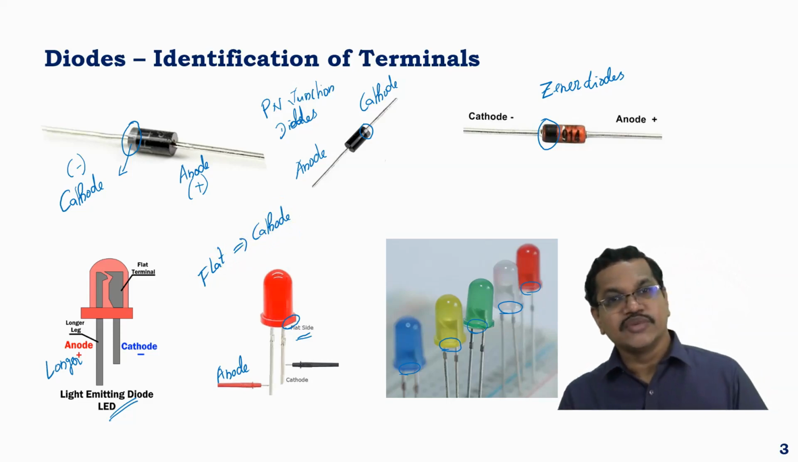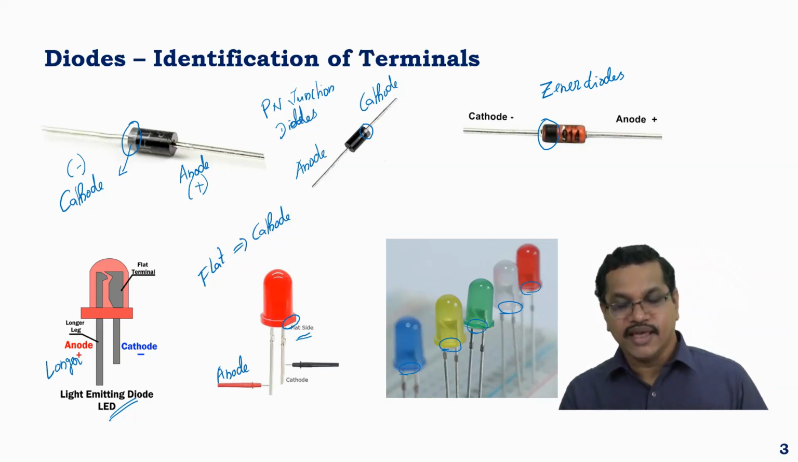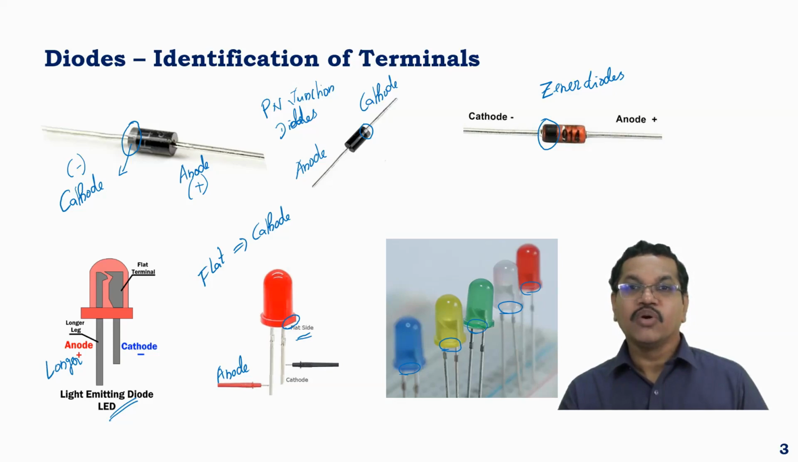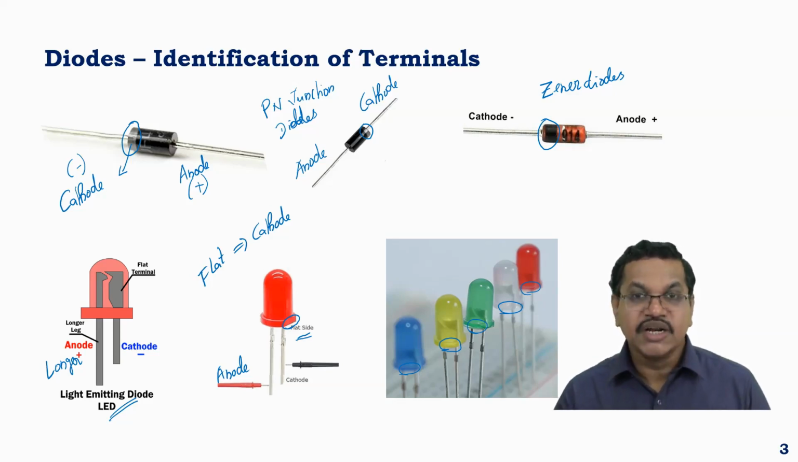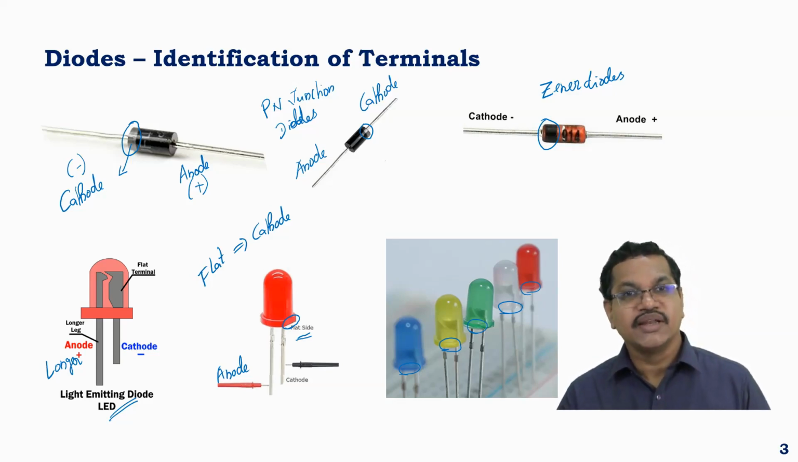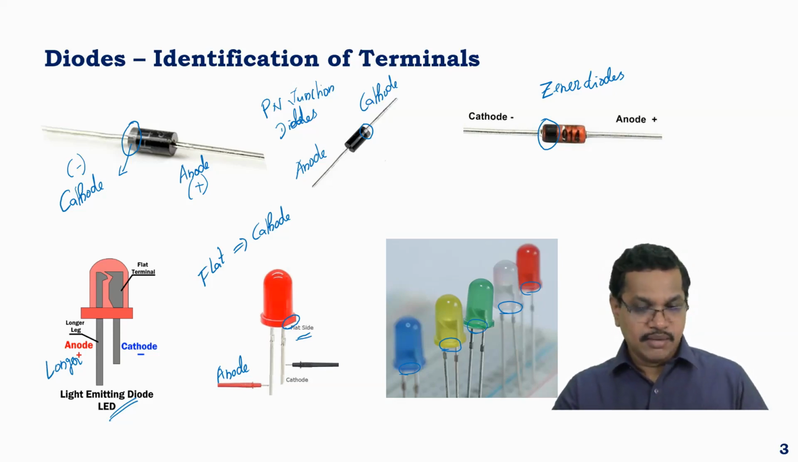Once you identify one terminal, the other one will obviously be an anode terminal. Depending on the excitation, depending on the forward bias or reverse bias, you can excite it using a positive power supply or a negative power supply. So that's the second part, second component identification.